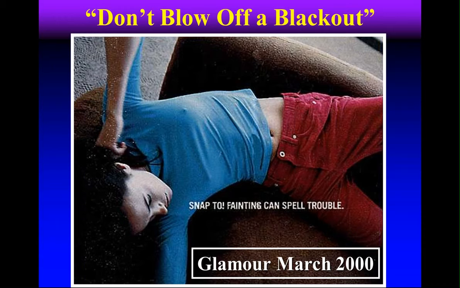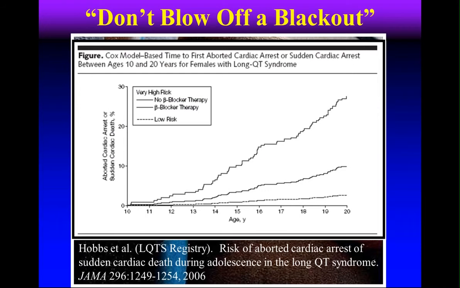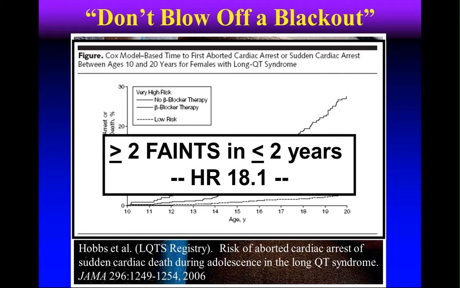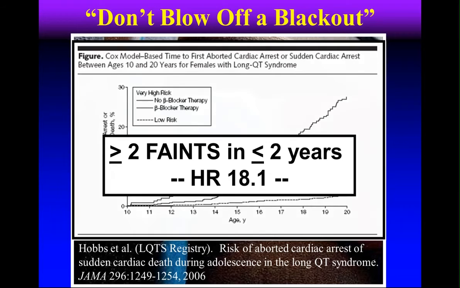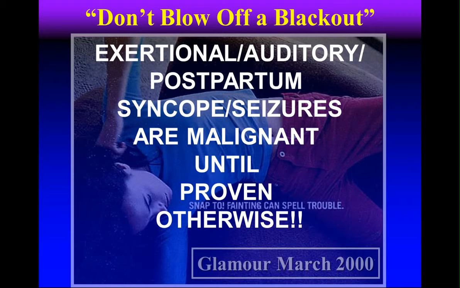So this leading scientific journal, Glamour, got it right when they told us not to blow off a blackout. And we know that when you and I sized up the faint as being a concerning faint, an arrhythmia-sounding faint, that was not only a harbinger of a future faint, but a future tragedy. Nothing comes close to the hazard ratio of this, except for being trumped by having cardiac arrest. A QTc, the next strongest risk factor, for example, of 500 only has a hazard ratio of about 2 to 3.